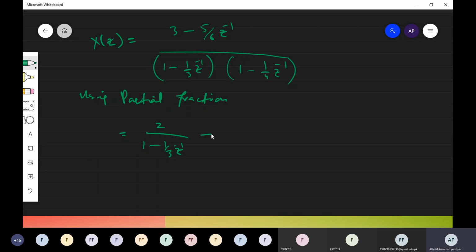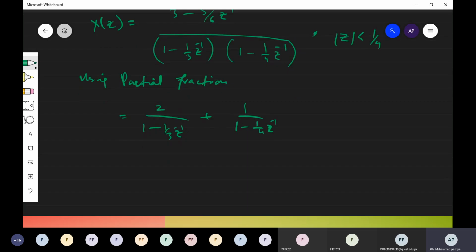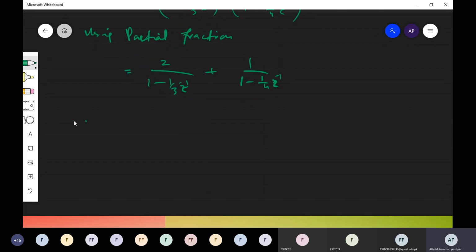Using partial fraction, this must be equal to 1 upon 1 minus 1 upon 4 z inverse, and this time the region of convergence is z less than 1 upon 4. Now you can get the idea, so I can write directly. We know that the z transform of minus 1 upon 4 whole power n u of minus n minus 1 is 1 upon 1 minus 1 upon 4 z inverse, given that z must be less than 1 over 4.